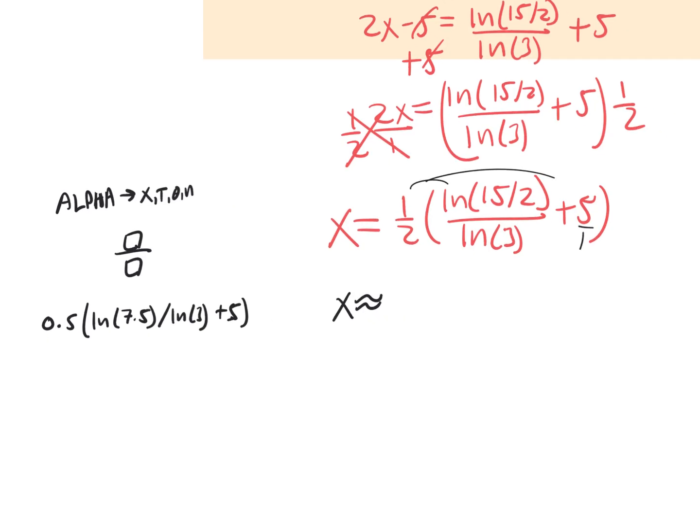Depending on what you have written down, if you chose a different approach than what I did, then probably you're going to type something else in your calculator. So just something to be mindful of. But let me try it right now and let's see what we get. So ln 15 over 2 over ln of 3 and then plus 5. All right, and then I got x is approximately 3.417.